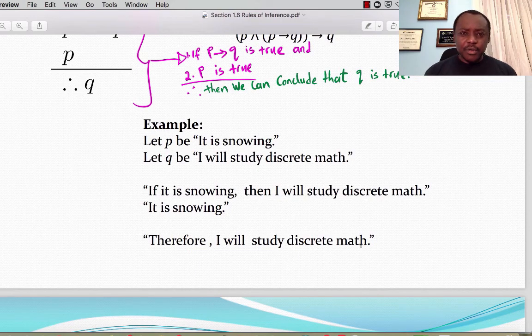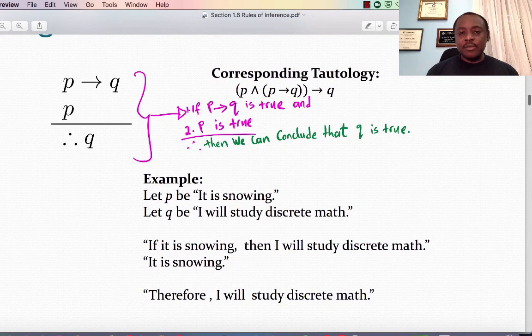Easy and straightforward. P implies Q is given. You stand on that implication. P is true. Therefore, I can conclude that Q is true. And you can verify that the conjunction of P and P implies Q, all of that, the first proposition, and the second proposition, implies Q is a tautology.